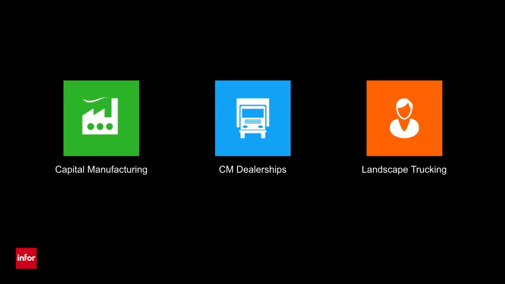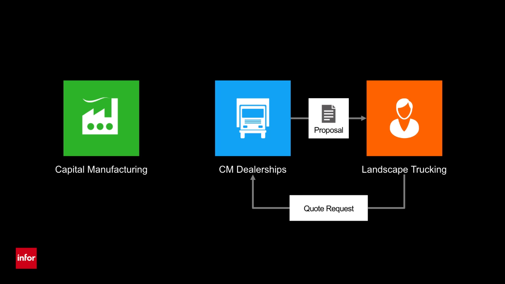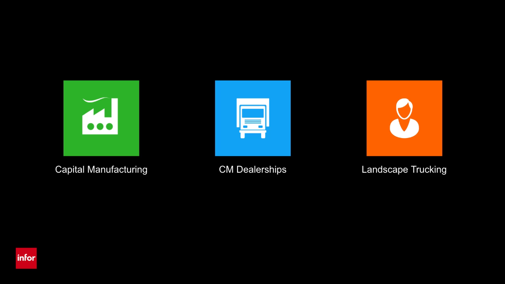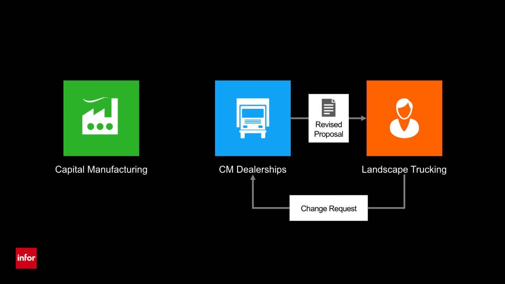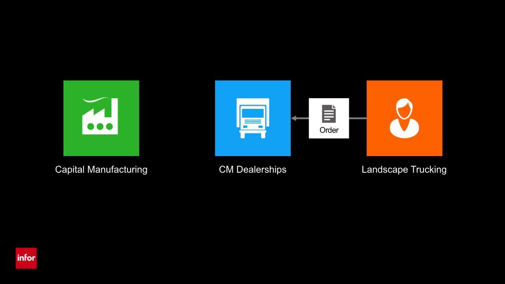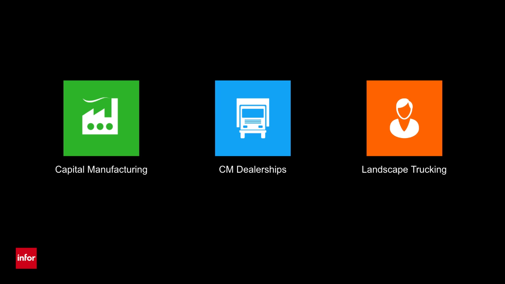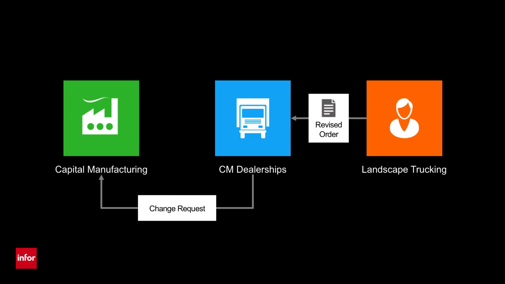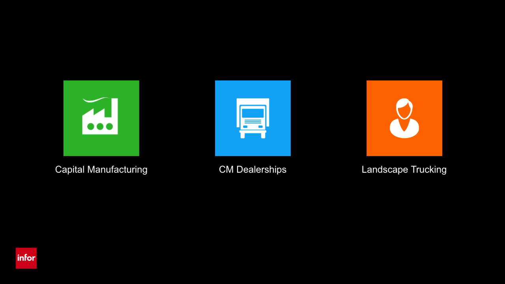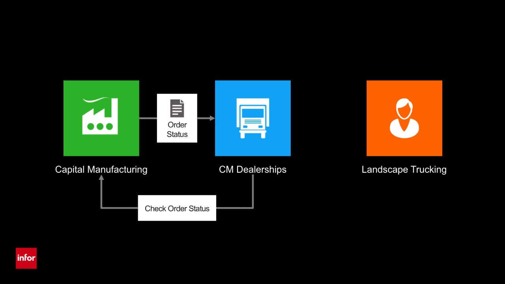We saw how CM Dealerships used Infor Configure Price Quote to respond to a request for quote from Landscape Trucking. We saw how CM Dealerships responded to a change request from Landscape Trucking, and we saw how CM Dealerships converted their quote to Landscape Trucking into an order for Capital Manufacturing. We also saw how Capital Manufacturing responded to a change request and a special request from CM Dealerships, generating an updated price, bill of materials, routing instructions, and manufacturing drawing. And finally, we saw how Capital Manufacturing provided order status information to CM Dealerships.